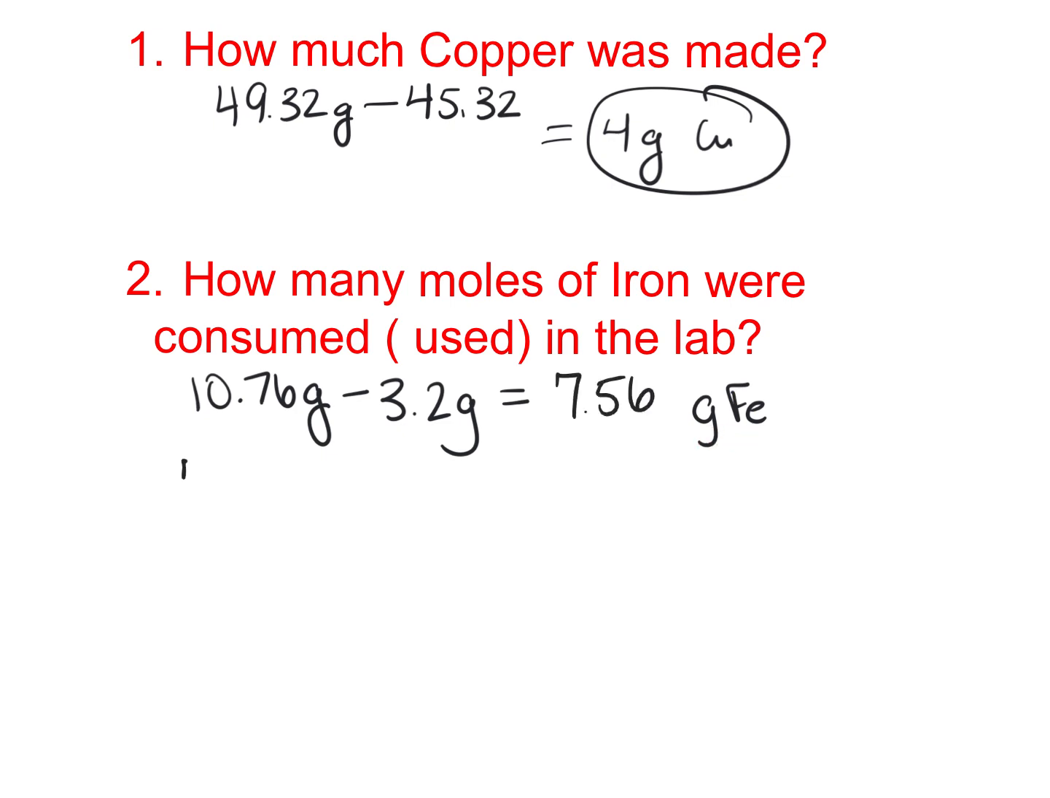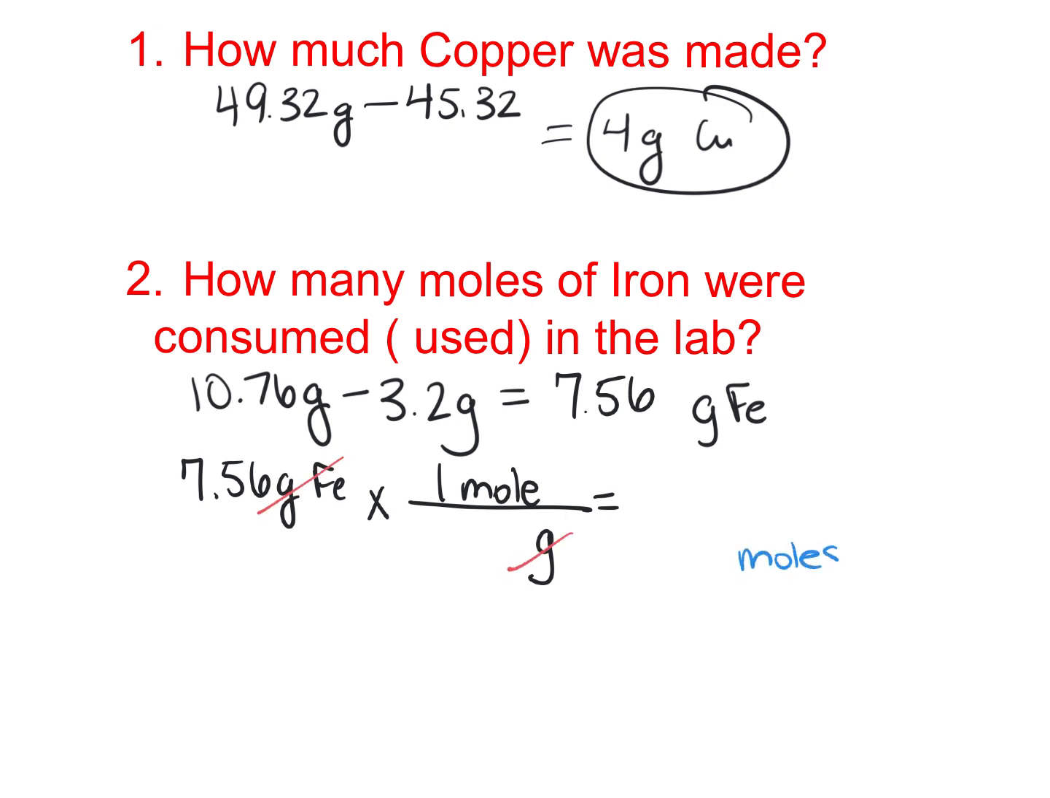So we now know that we've got 7.56 grams of iron that was used, but we want to know how many moles that is. So we're going to put moles on the top, and we're going to put the molar mass of iron on the bottom. What that does is our grams is going to cancel out, and that's going to give us our answer in moles. So when I take my 7.56 grams and divide it by the molar mass, I get 1.35 moles of iron.